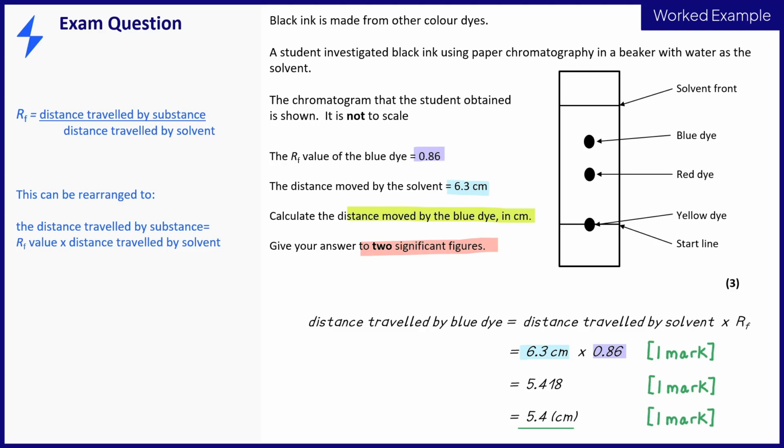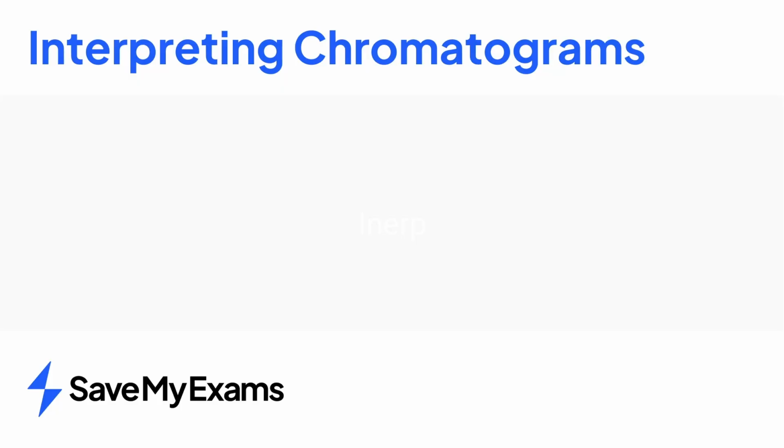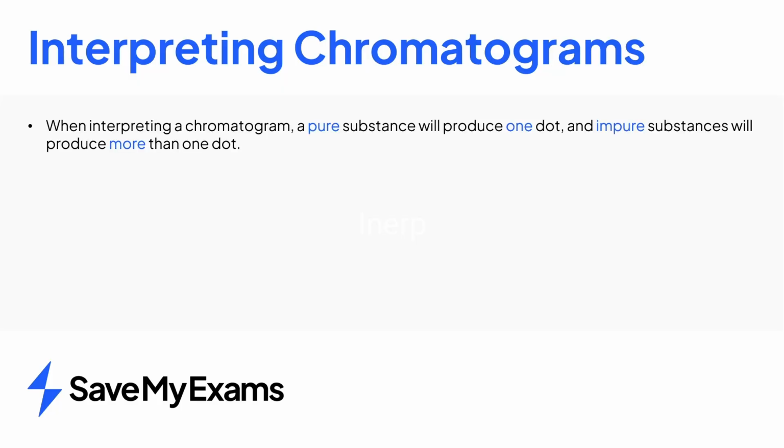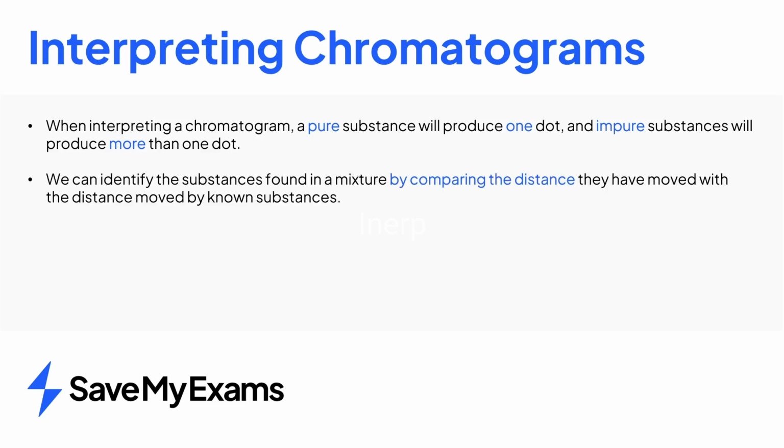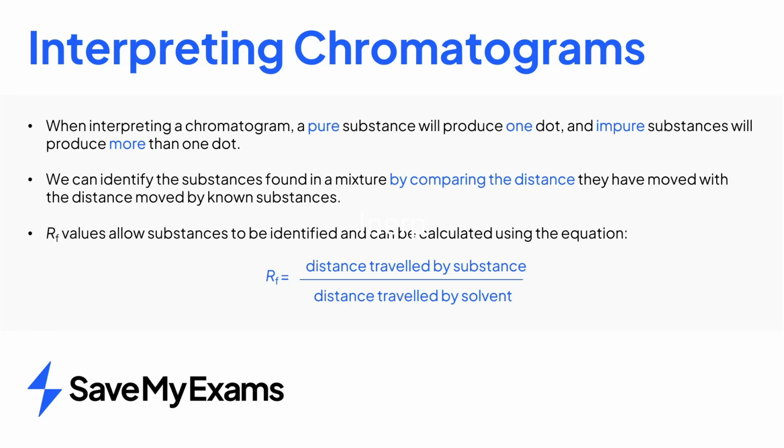As you can see, it is important to show all your working out, as you will score marks for this even if your final answer is incorrect. In summary, when you are interpreting a chromatogram, pure substances will only produce 1 dot, but impure substances will produce more than 1 dot. We can identify the substances in a mixture by comparing the distance they have moved with the distance moved by a known substance, or by calculating the RF value. The RF value is calculated by dividing the distance travelled by the substance by the distance travelled by the solvent.